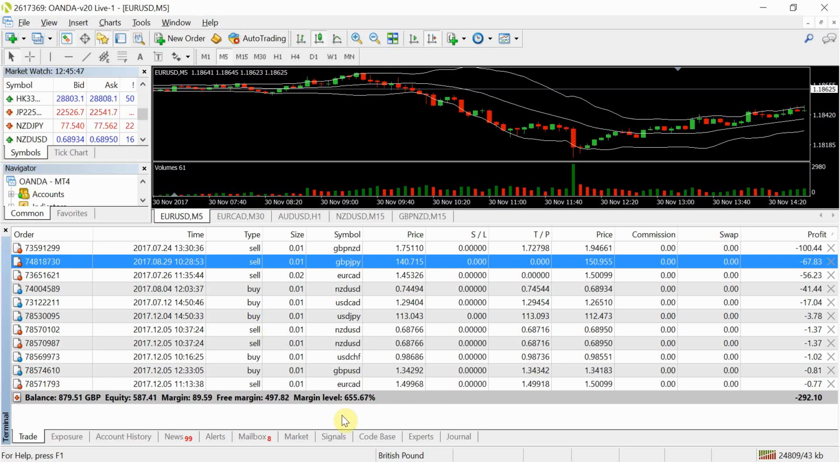Margin level's still looking fine for now, so nothing really to panic about. But the key thing is it is making money every day, which is the bit I like to see, and we just need to reduce some of this stuff here. But we'll look at that in future episodes.